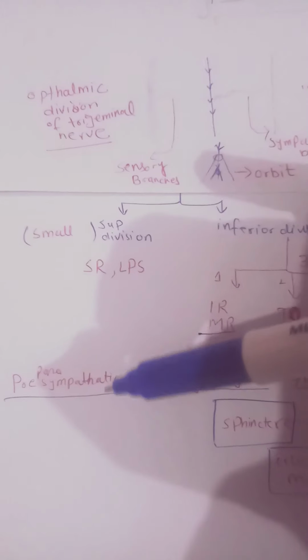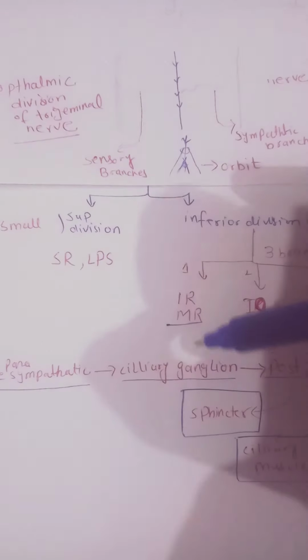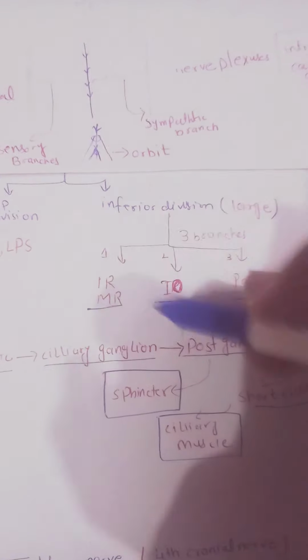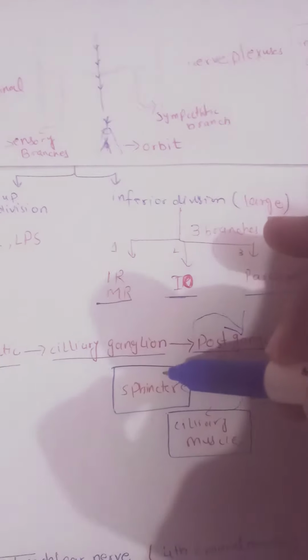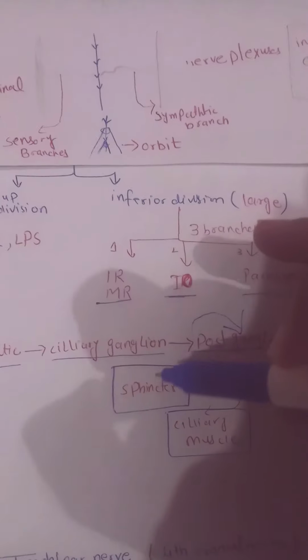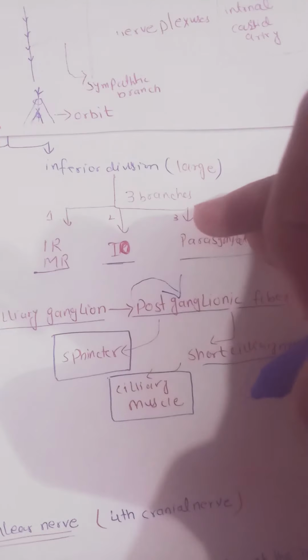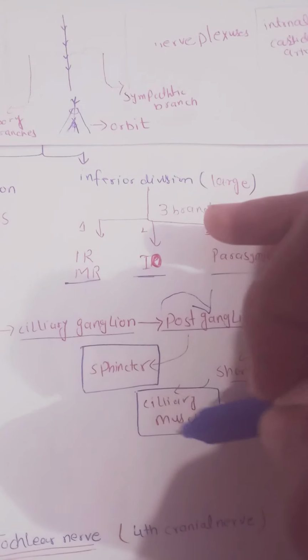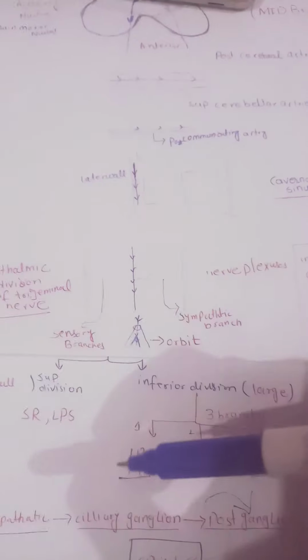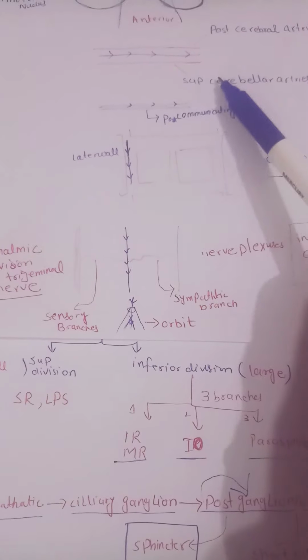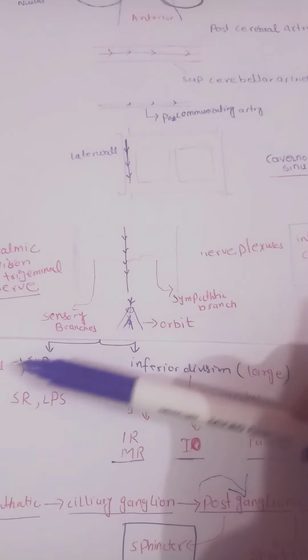The preganglionic parasympathetic fibers synapse with the ciliary ganglion. From the ciliary ganglion it forms the postganglionic fibers. These postganglionic fibers supply the sphincter pupillae, the pupillary muscle which constricts the pupil, and also the short ciliary nerve which supplies the ciliary muscle. These are all the structures where it passes and originates.